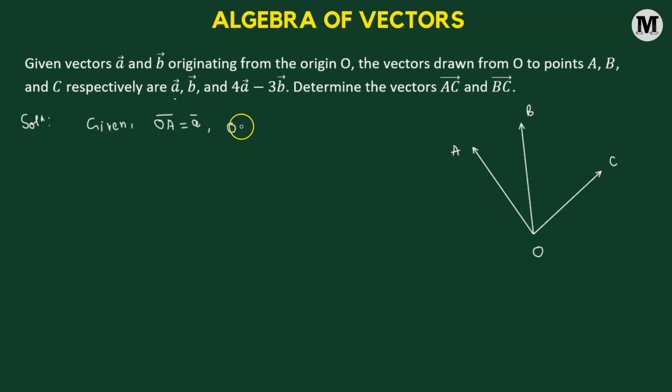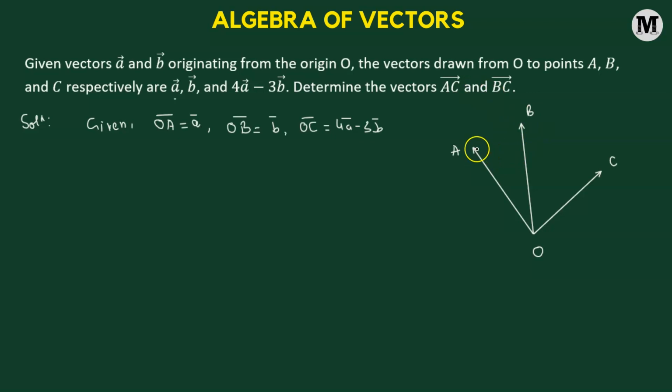Then we have vector OB. The vector OB is given by vector B. And then we have vector OC, the vector joining point O and C, which is given by 4 vector A minus 3 vector B. So using these three vectors, we need to find vector AC.